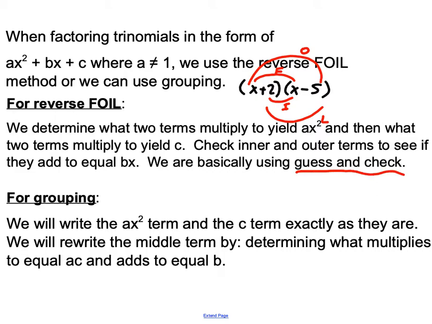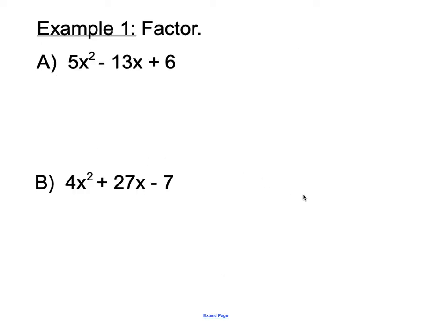We also have another one called grouping, so we can write the ax squared term and the c exactly as they are. Then we rewrite the middle term by determining what multiplies to give you ac and adds to give you b. And I'll go through both. If you are going on to trig and/or pre-calc 2, we are going to want you to use the guess and check or reverse FOIL method. So let me go ahead and start off with a couple, just going to show you how to do grouping on this page, and then we'll go to guess and check from then on. So let's start here with grouping.